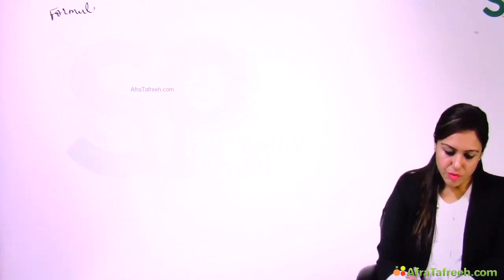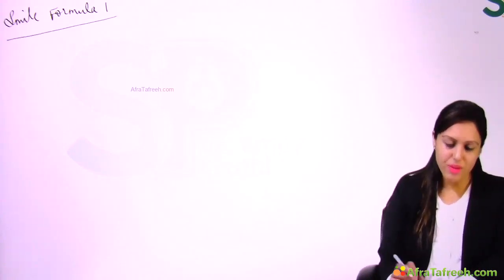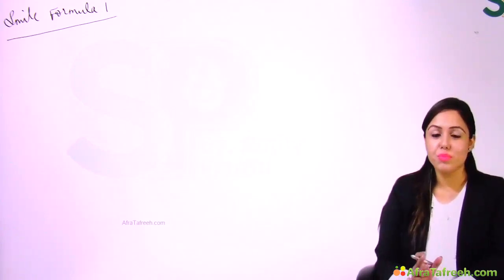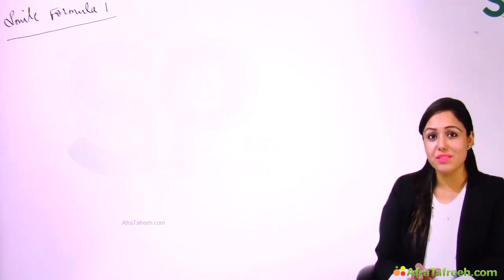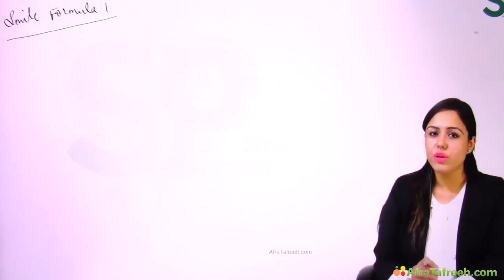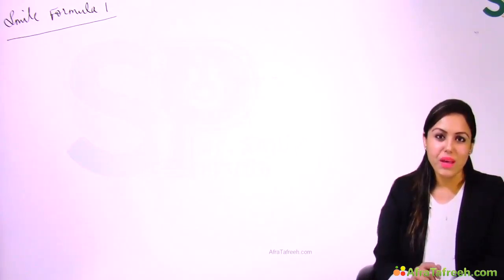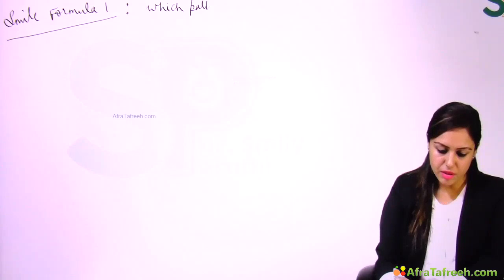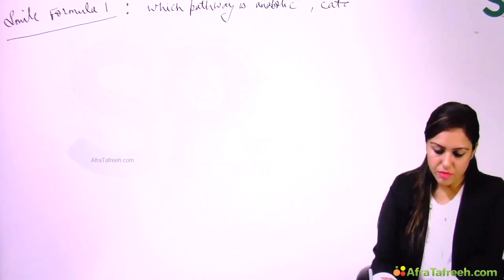So coming to formula 1, I call it Smile Formula 1, right? As it brings smile to the students' face, because during question solving, these are really gonna help you, right? So Smile Formula 1 is this, that which pathway is anabolic and which pathway is catabolic.